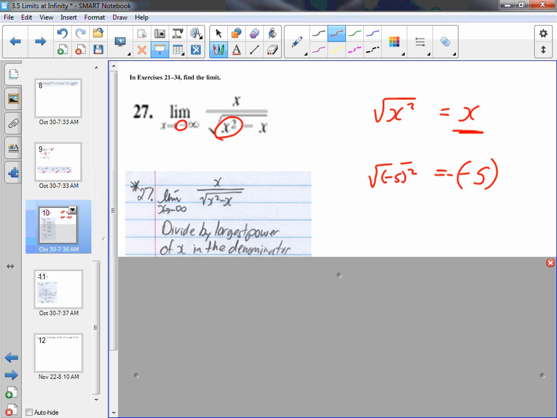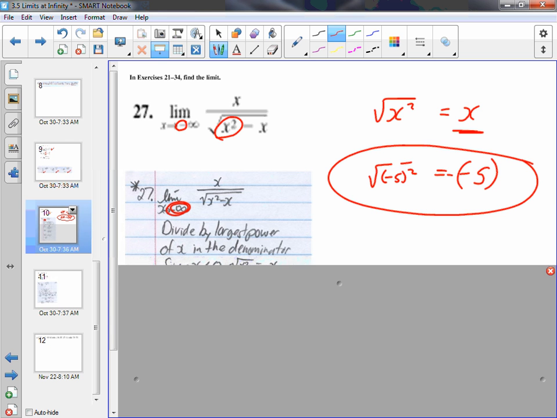We could, but even better than putting the absolute value sign, since we know that x is negative. I mean, look, if it's approaching negative infinity, it's negative. Since we know that x is negative, we can skip the absolute value sign step and just say, hey, we got to change the sign on this thing. Because we can't have the square root of something equal a negative number.